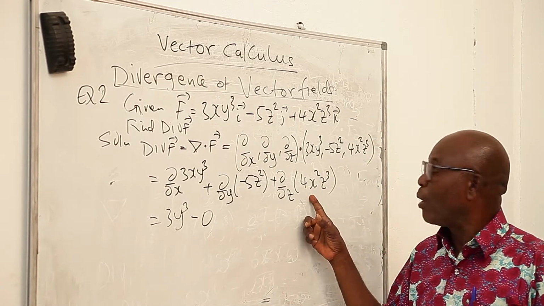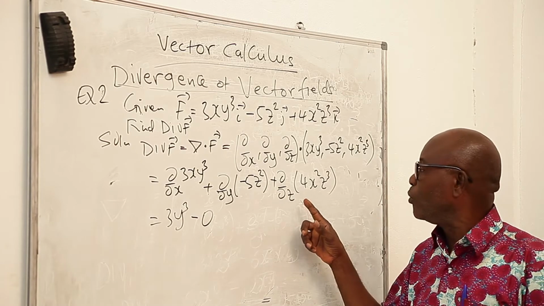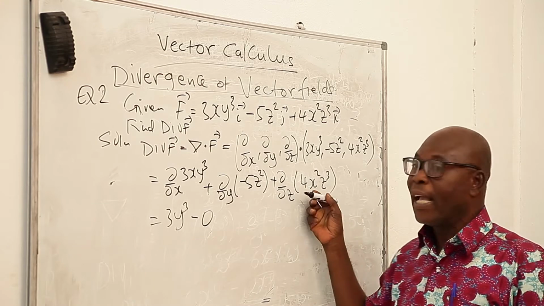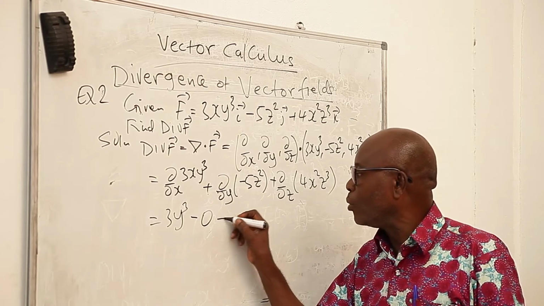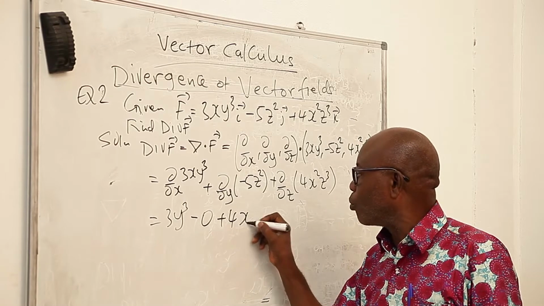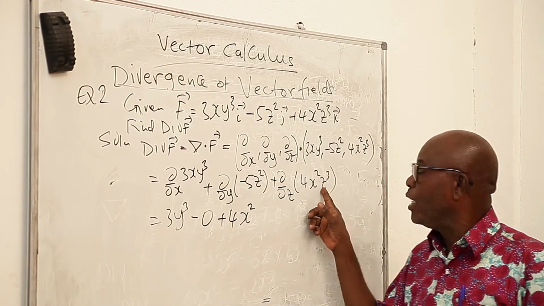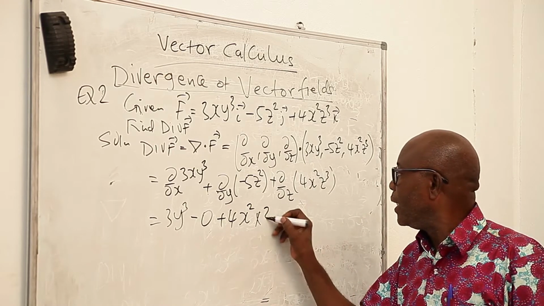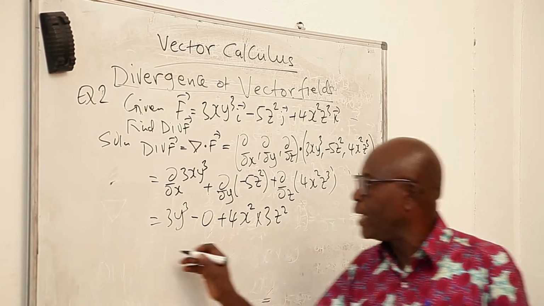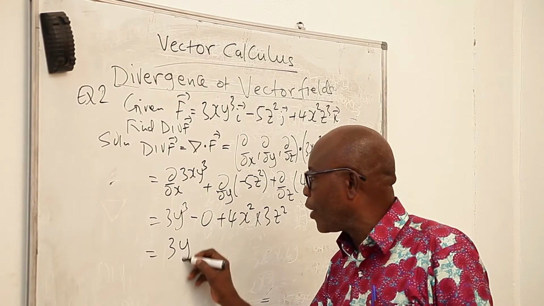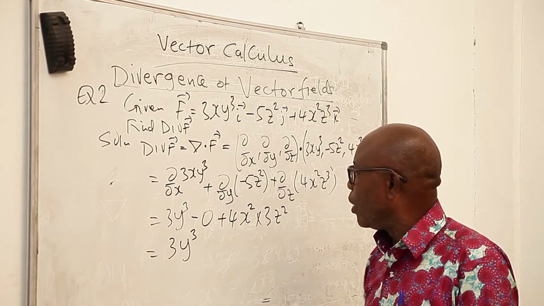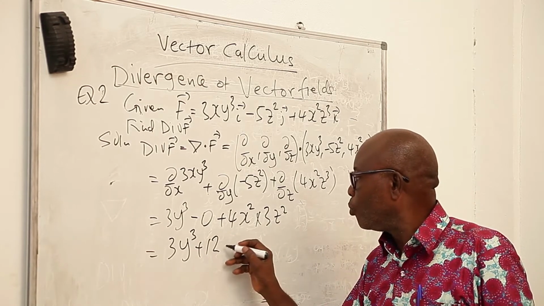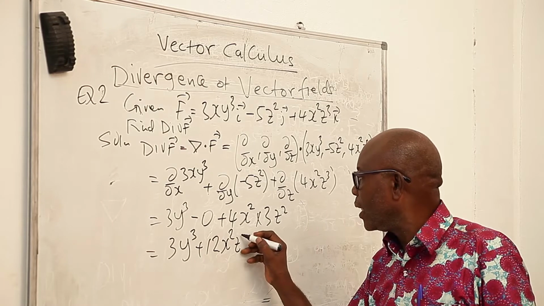And then we are going to differentiate this function with respect to z. Now it means that 4x squared is a constant. So you can bring the constant out, 4x squared, and then you differentiate z cubed with respect to z. That will give us 3z squared. And so to tidy up, we have 3y cubed, then this is 0, then we have 4 times 3, which is 12x squared z squared.